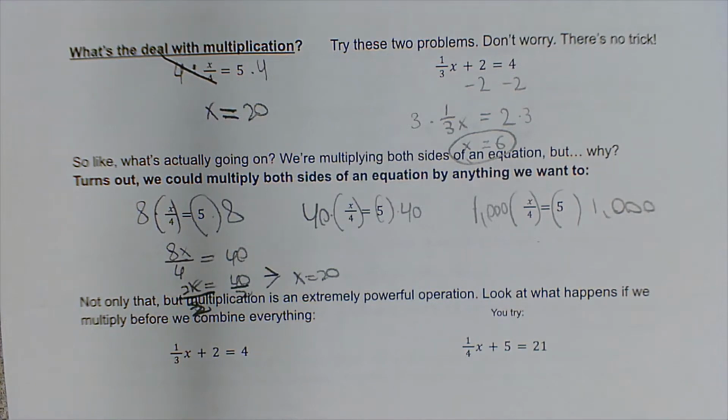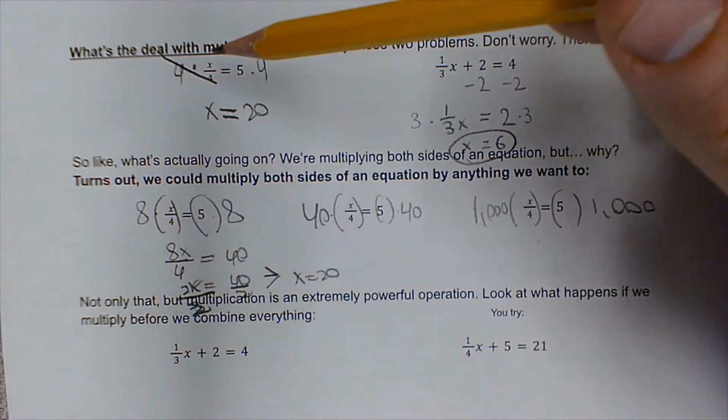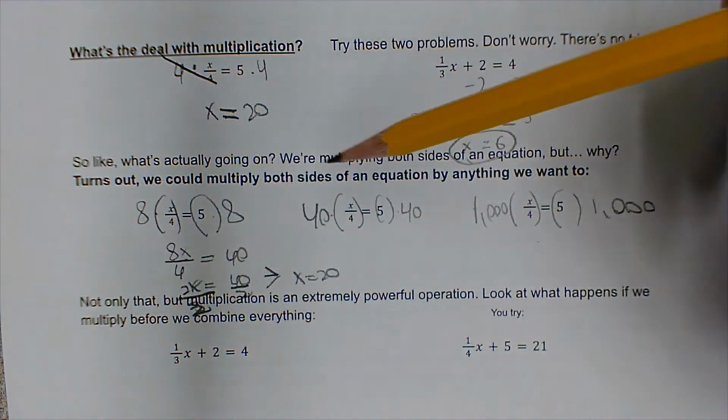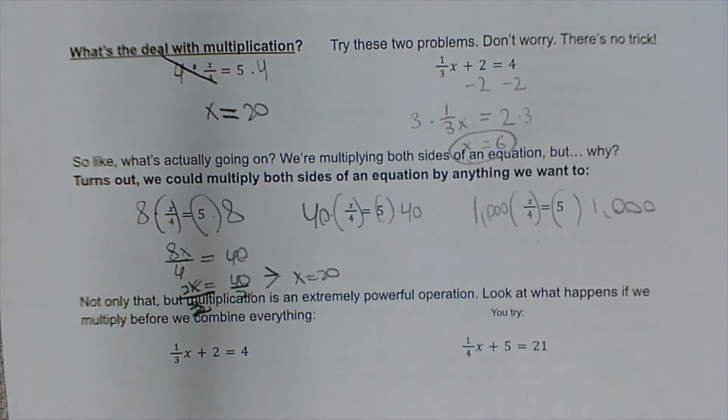Now, multiplying by 4 is effective because it just cancels the bottom. If I multiply by 8 or 40 or 1,000, you're going to end up with something connected to your x on the top. That's because multiplication is such a powerful operation. Not only that, because it's such a powerful operation, you'll see it does something really interesting if we multiply before combining everything. This is exactly why we dig towards our x.